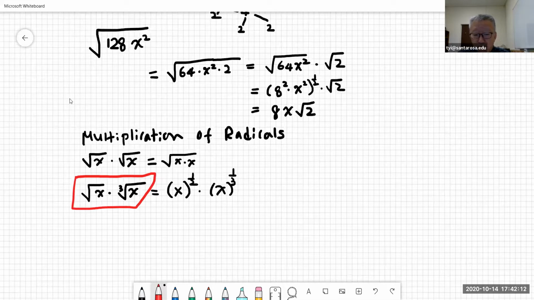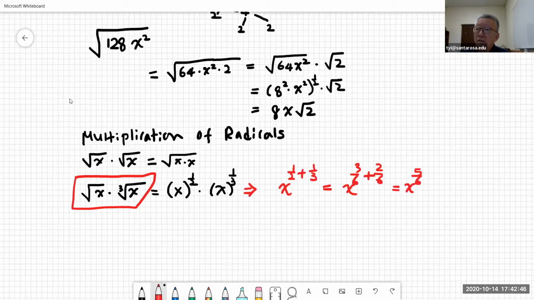You're going to have to rewrite them as rational exponents, then apply the product rule of exponents. So in this case, you're going to have to find common denominators. So x to the 1/2 plus 1/3. That would be 3/6 plus 2/6, so then you will get x to the 5/6.